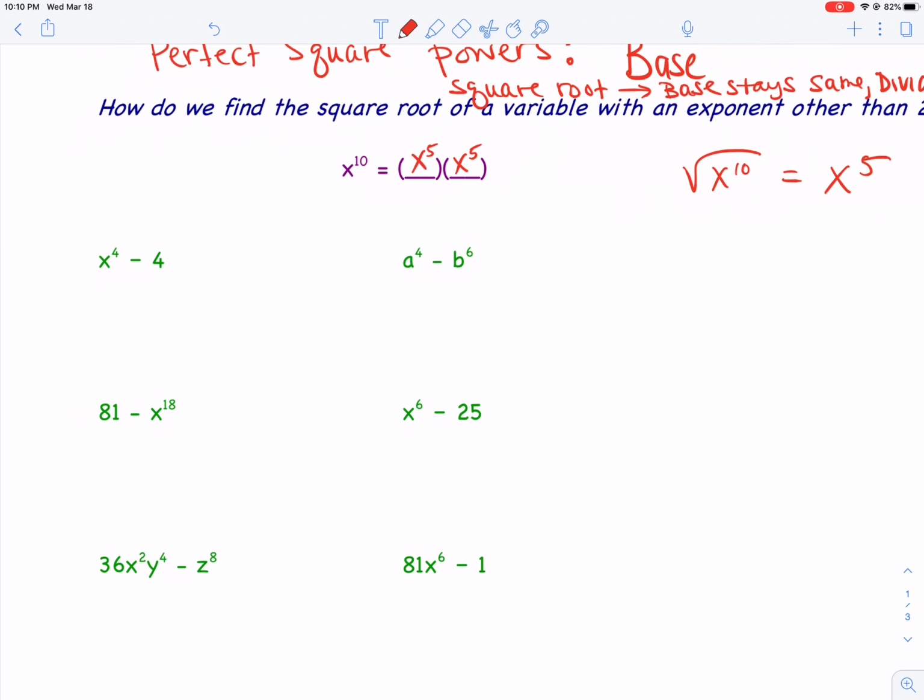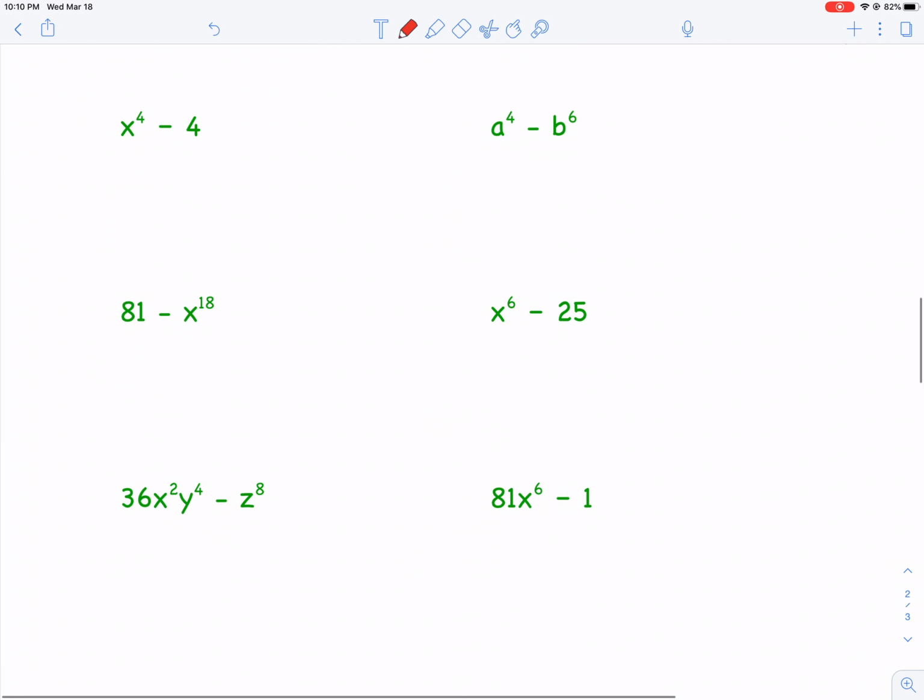Okay, so here we'll do a few now where we have perfect squares with minus signs between them that could be factored using this method, but now the powers are higher than 2. But notice they're all even: 4, 4, 6, 18, 6, 2, 4, 8, 6. All the exponents have to be even in order for them to be perfect squares.